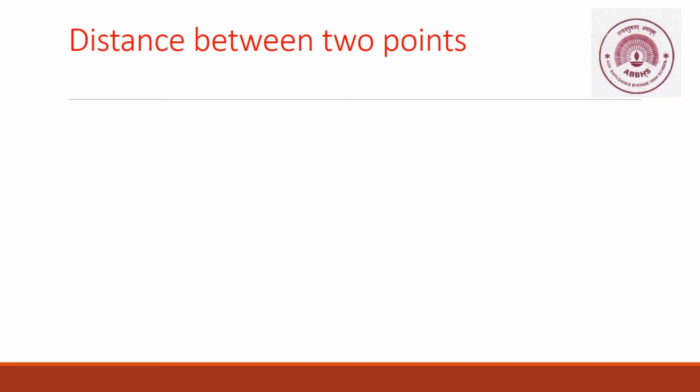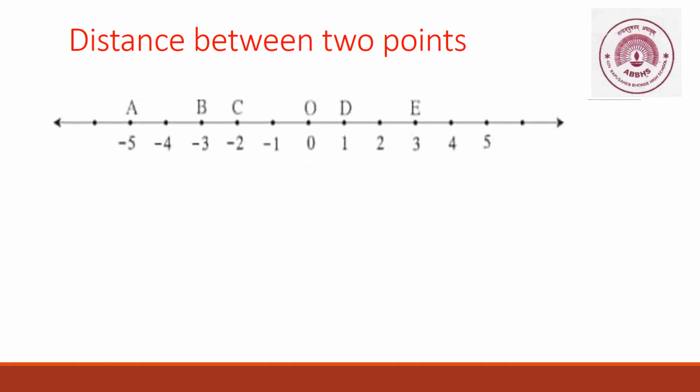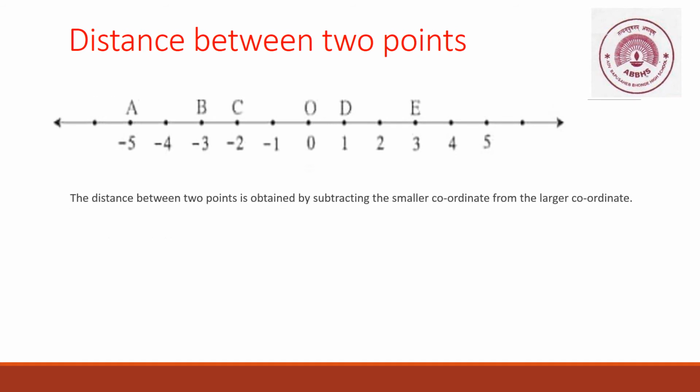Distance between 2 points. See the number line given. The distance between 2 points is obtained by subtracting the smaller coordinate from the larger coordinate. That is, we are finding the distance between two points with the help of the coordinates of the points.